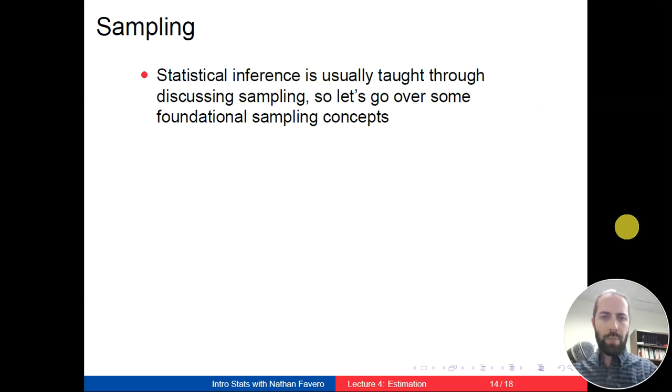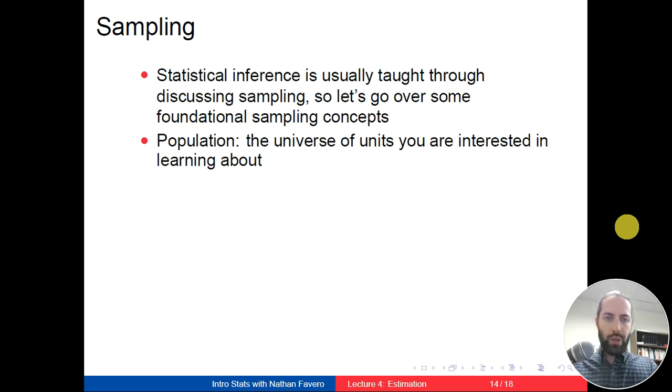All right, last topic that we want to talk about in this lecture is a little bit about sampling. We could have several lectures on sampling, so this is just going to be a very brief introduction, but it will be helpful to us going forward. Statistical inference is usually taught in most stats courses through a discussion of sampling. So let's go over some simple or core sampling concepts.